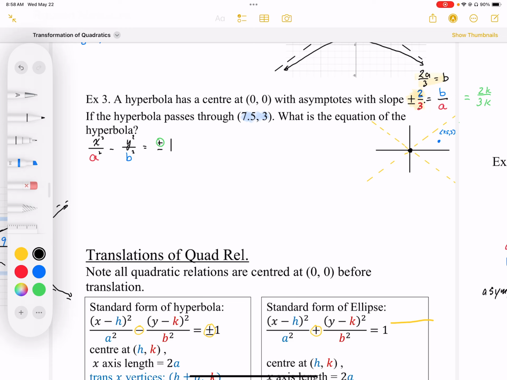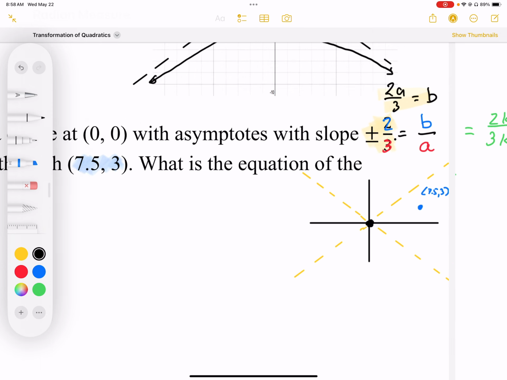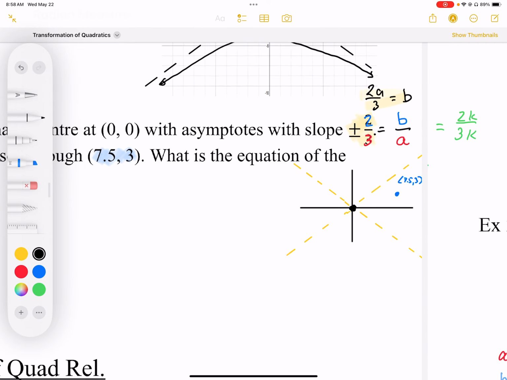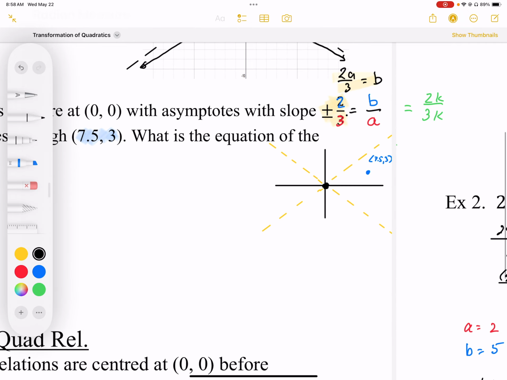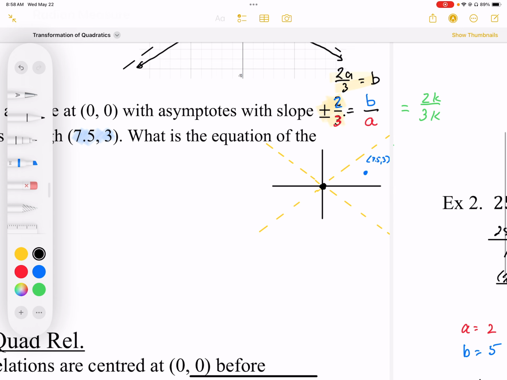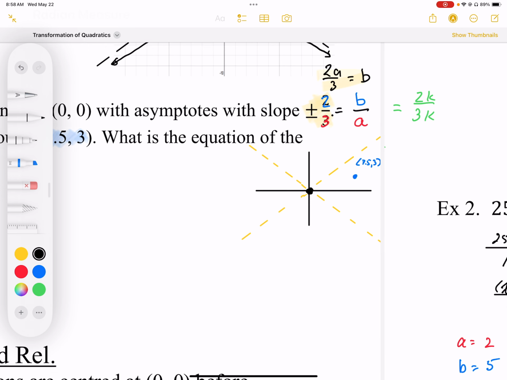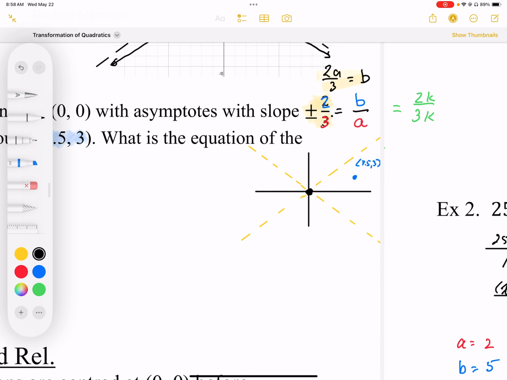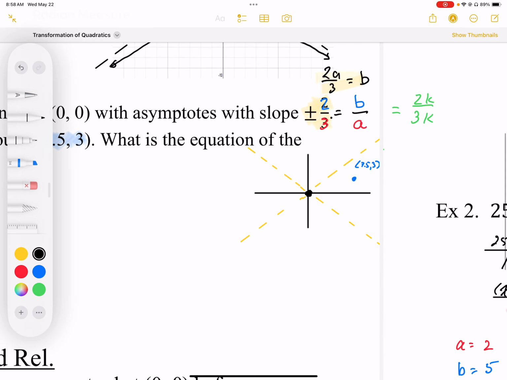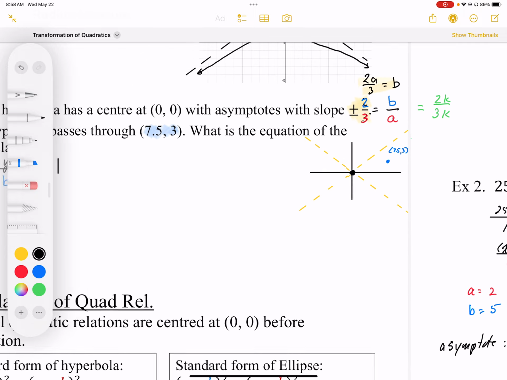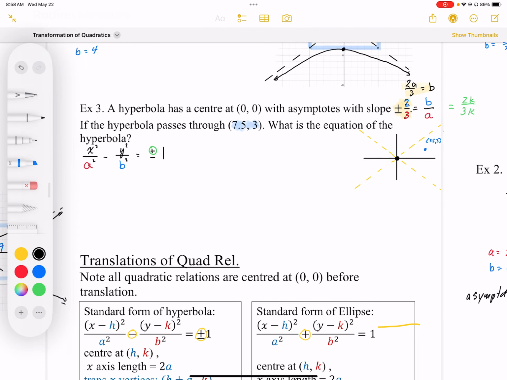An alternative solution for example 3 is, instead of solving directly for either a or b using this 2a over 3 equals b, we can solve for another factor k and then find what b and a are from that. So we can say that 3 over 2 is equal to b over a, which is also equal to 2k over 3k, because the b over a ratio is 2 to 3, and we're going to say that b is equal to 2k and a is equal to 3k. So once we figure out k, we can solve for a and b.